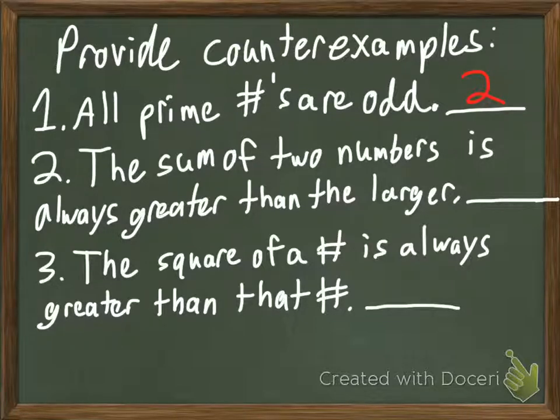Our second example says the sum of 2 numbers is always greater than the larger. That means if we take any 2 numbers, they can be odd, even, negative, positive, doesn't matter. When you add them together, that number has to be bigger than the larger of the 2. So let's say we take 1 and 3. 1 plus 3 is 4. Well, 4 is bigger than 3. But let's look at this. What's negative 2 plus 1? That's negative 1. Is negative 1 bigger than 1? No. Therefore, this is a counterexample.